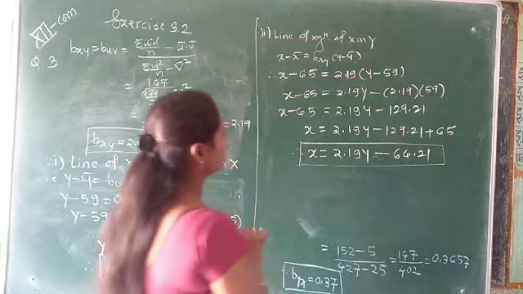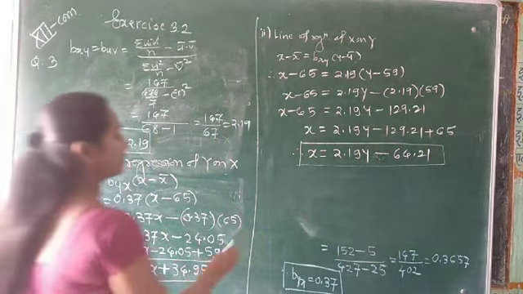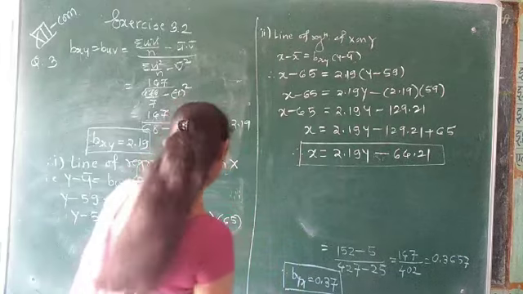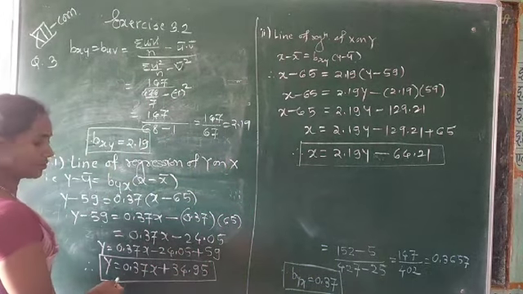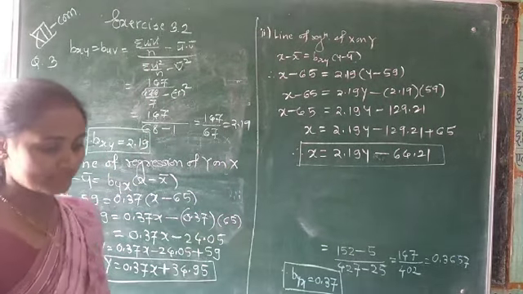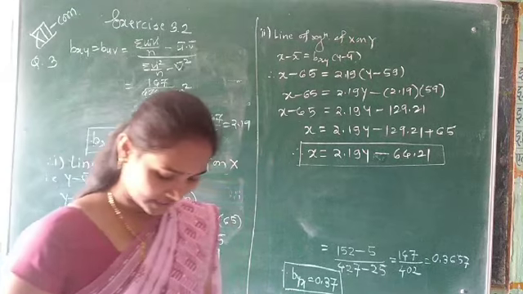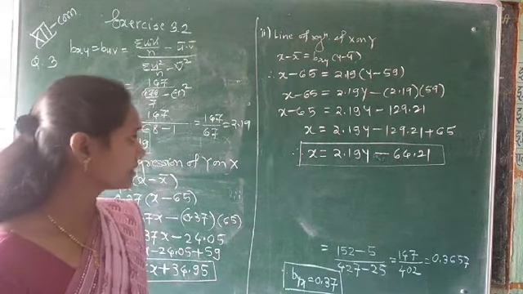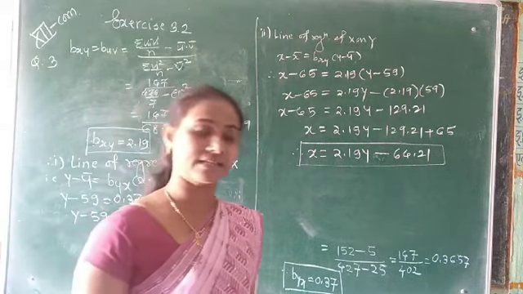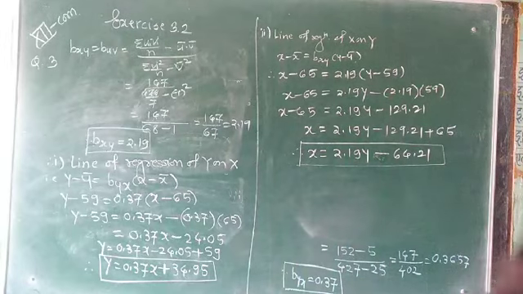So, this is the line of regression of x on y, and this is the line of regression of y on x. Now, what is the third question here? That means here we have to find the correlation coefficient between x and y. What is the formula for this?